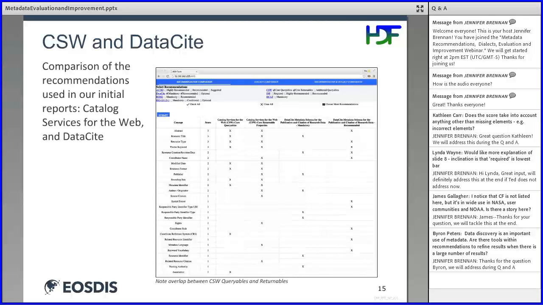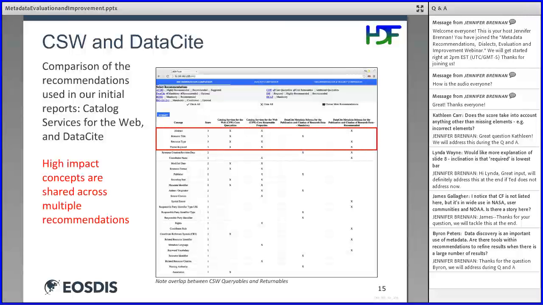And comparing these, we find high impact concepts that are included across multiple recommendations. And then the next level are included across, say, both of the CSW queryables and returnables. So this helps us have quantitative evidence to help us evaluate where we maybe should focus our attention.